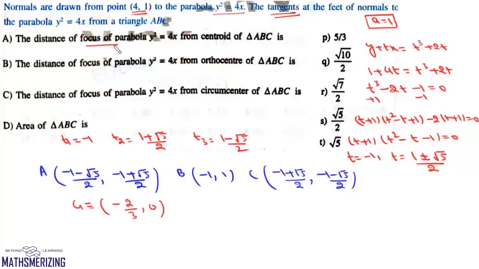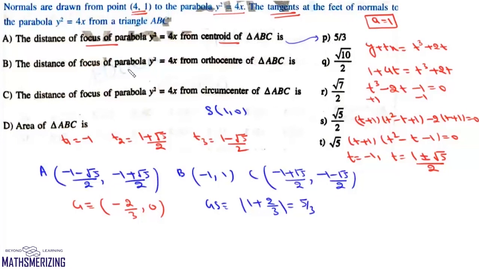So distance of focus from centroid. So we know that for this triangle, focus is at a comma 0. So it will be at 1 comma 0. So distance of focus from centroid, it will simply be mod of 1 plus 2 by 3. So it will be 5 by 3. So option A, it matches to 5 by 3.